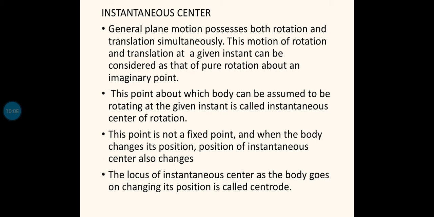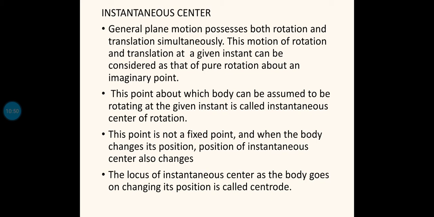A general plane motion possesses both rotation and translation simultaneously. That I have already told. General plane motion is actually a combination of rotary motion as well as the translatory motion. This motion of rotation and translation at a given instant can be considered as that of pure rotation about an imaginary point. So I am considering an imaginary center of rotation, so that both the rotary as well as the translatory motion can be considered as a pure rotary motion about an imaginary center. Then that center is known as the instantaneous center.